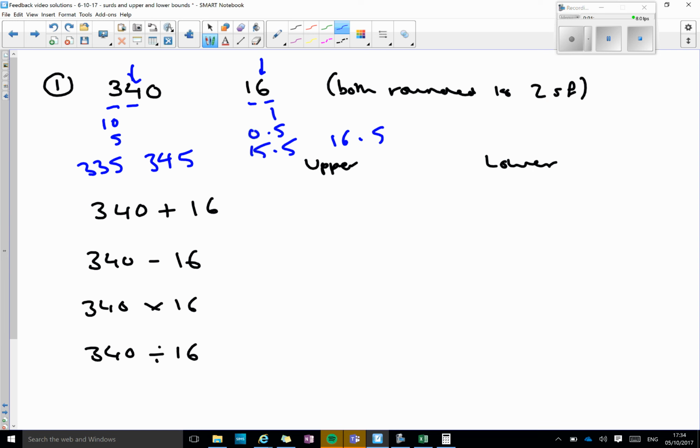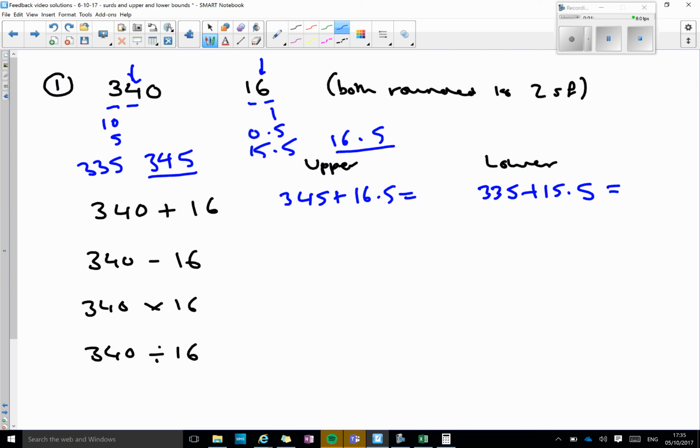So if I want the upper bound for 340 add 16, I'll take my biggest possible answer for 340 and my biggest possible answer for 16. So I'll do 345 add 16.5, and you can work that out. For my lower bound, I'd do the smallest for 340 and add the smallest for 16.